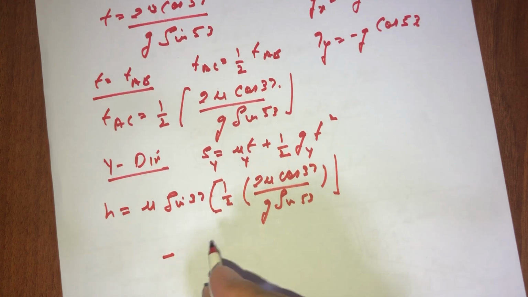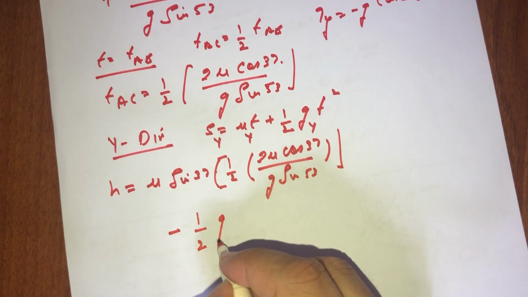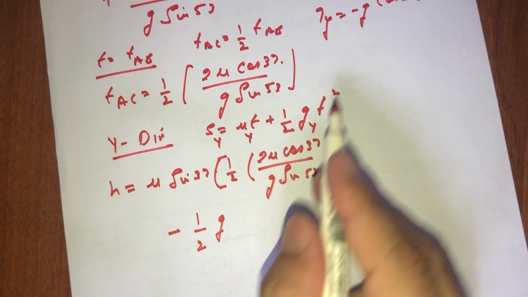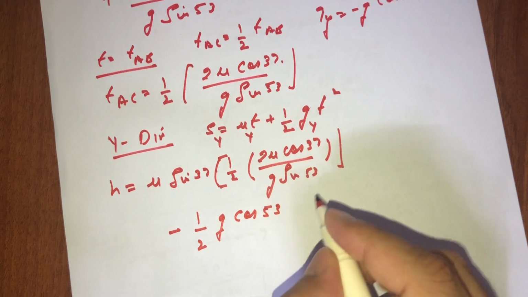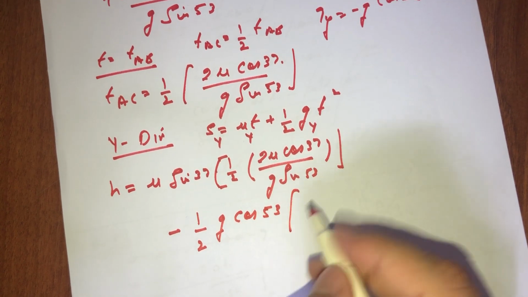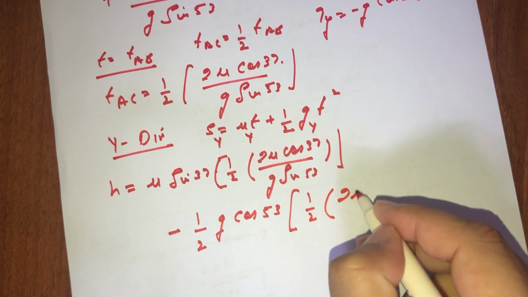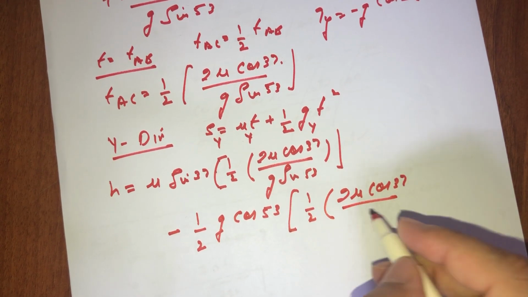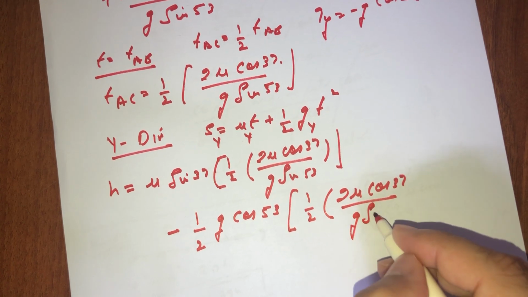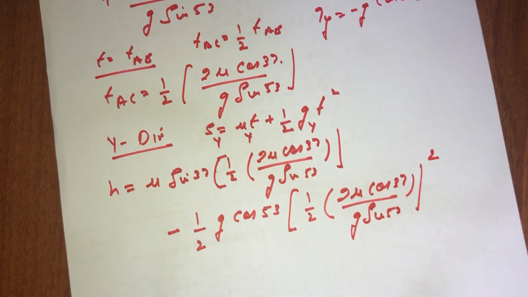and minus half g of y is g cos of 53 and t square. So we are going to get 1/2 of 2u cos 37 divided by g sine 53 whole square.